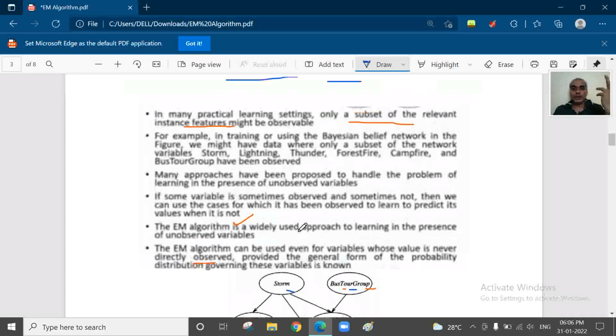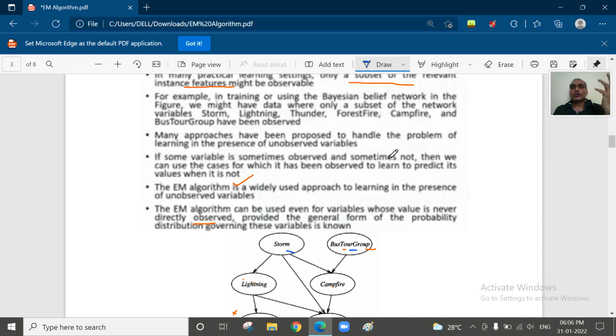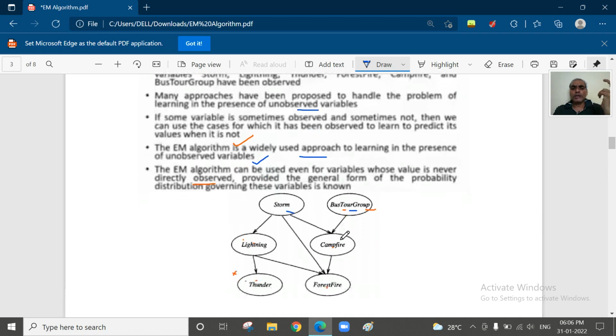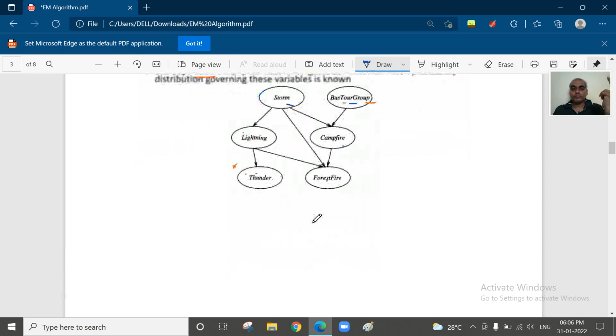That's what it says. Many approaches have been proposed to handle the situation when you don't have the data, when there are unobserved variables. It can be a Bayesian belief network, or we can use our EM algorithm. The EM algorithm is a widely used approach to learning in the presence of unobserved variables. When you have missing variables, when you have unobserved variables, this is one of the popular algorithms we are going to use. It can be used even for variables whose values are never directly observed. Either it is a missing value or you cannot observe the variable directly, but it can be observed with the help of the joint probability distribution of its parent classes, right?